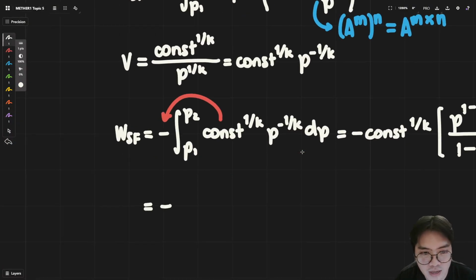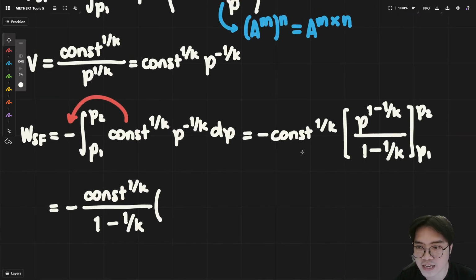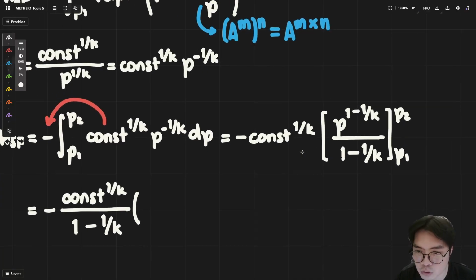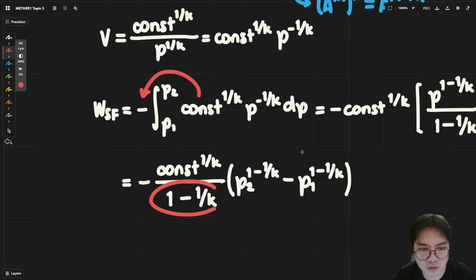So what we can do is negative constant raised to 1 over k, all over 1 minus 1 over k. Now you can substitute your values of P2 and P1: P2 raised to 1 minus 1 over k minus P1 raised to 1 minus 1 over k. It looks all gnarly, right? So we can make a couple of adjustments. First and foremost, let's make this into just one solid numerator.